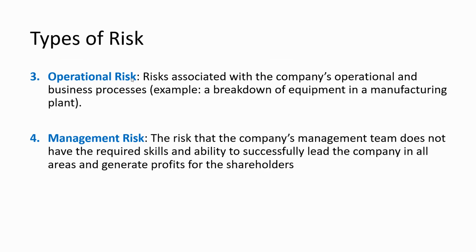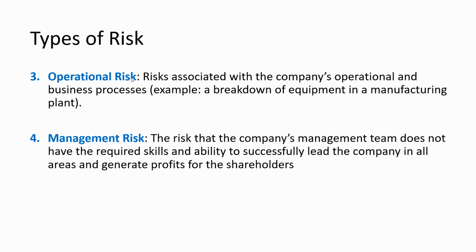Operational risk. Risks associated with the company's operational and business process. Example, a breakdown of equipment in a manufacturing plant. So how could you avoid the operational risk of breakdown of equipment? Well, you would have routine maintenance. A part of your schedule would be set aside to inspect equipment and find things that are broken before the repairs get worse and the whole system has to shut down if you're in manufacturing.